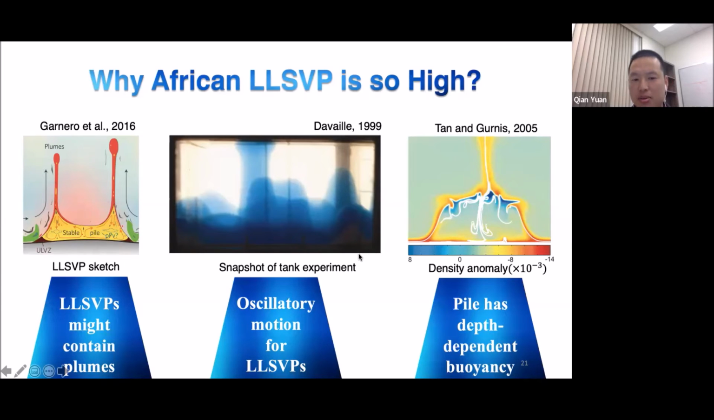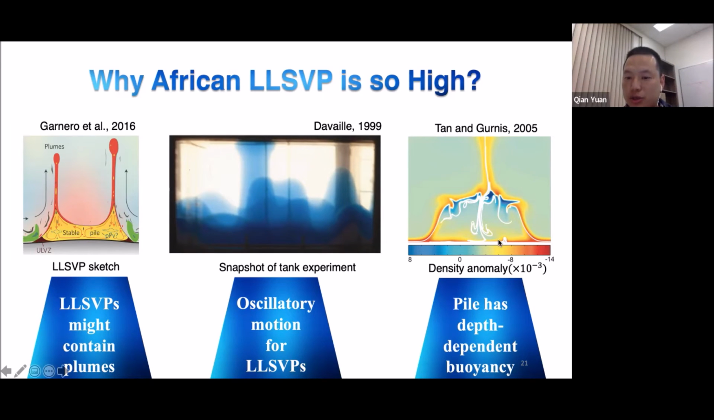That may seem different from the two LLSVPs, but I have to say this is a very interesting dynamic, and it is also shown by a real lab experiment. Another study is by Tan and Gurnis in 2005.